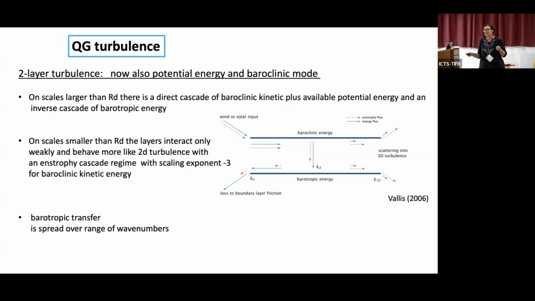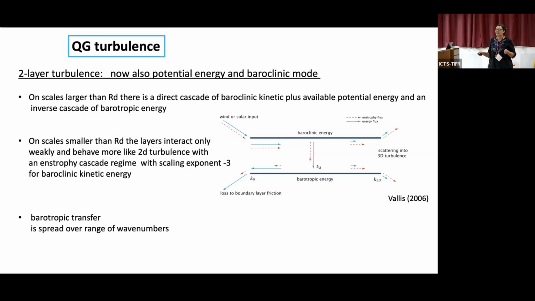So the idea is then that now you also have baroclinic modes, right? So close to the injection scale here, there's going to be a conversion of the baroclinic to barotropic modes. And it is the barotropic modes that actually then do the inverse cascade, but the baroclinic energy goes to small scales. So on scales larger than the Rossby radius, there's a direct cascade of baroclinic kinetic plus available potential energy and an inverse cascade of barotropic energy.